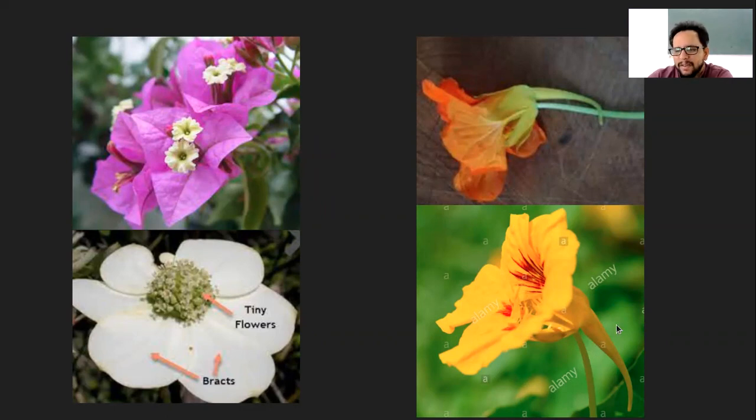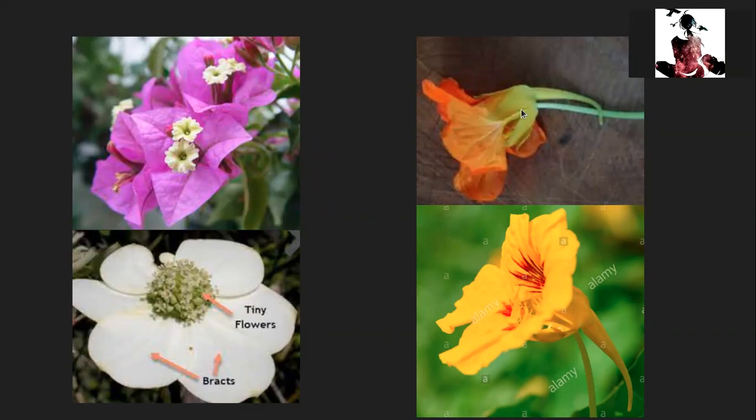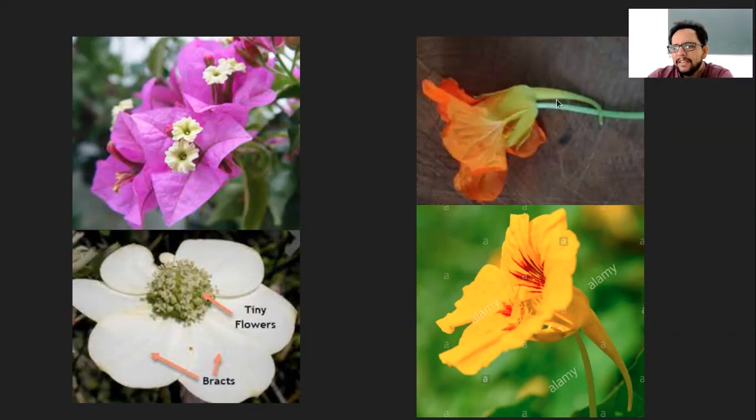In most flowers, you have nectar right at the base, just above the pedicel or stalk and at the base of the flower. So this is the portion where my cursor is. That's where the nectar is usually located. But this is the special case where the nectar is separately located in another tube.